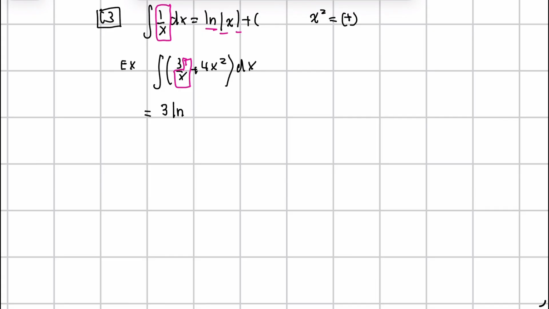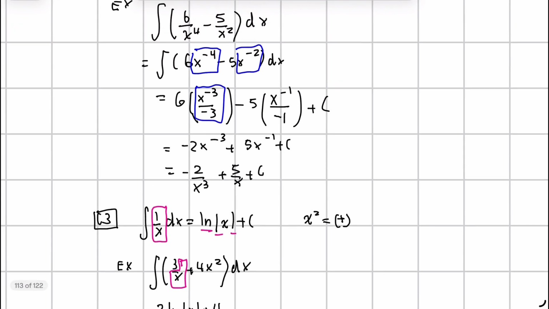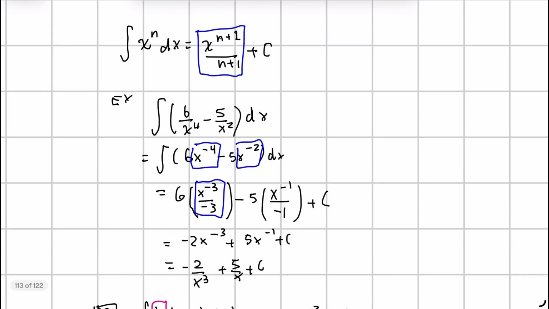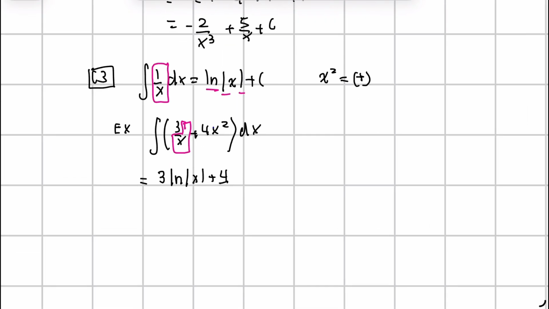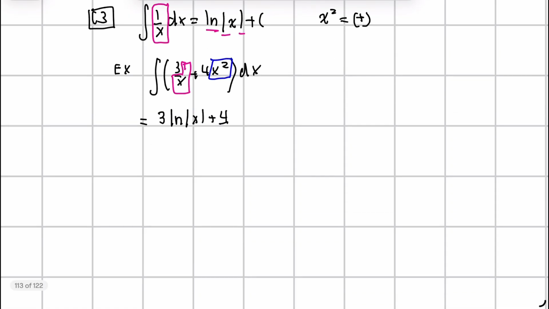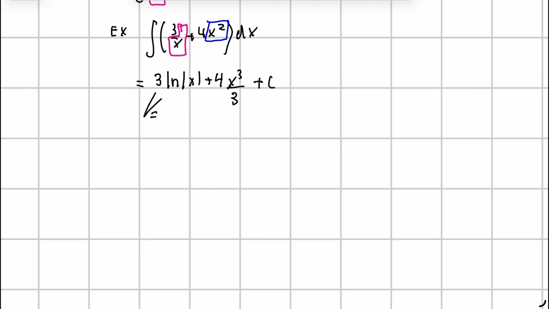So we have 3 natural log of x, and then we still have 4. And then we have the power rule over here. We have x^(n+1) divided by n+1. So you're going to take this 4x squared you have here. This x squared, you can write that as x cubed, because 2 plus 1 is going to be 3. And then you have divided by 3. So you still have 4 out here. And then this is going to be plus c, because you have to remember to add your constant c. So that is going to be your final answer.